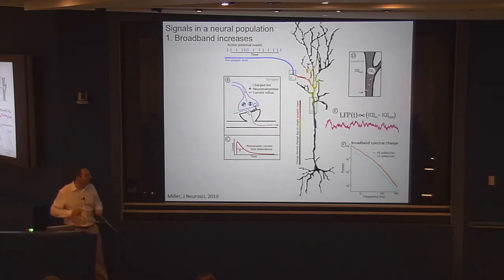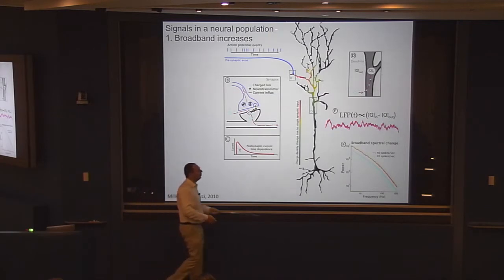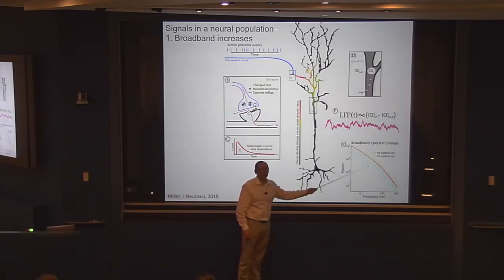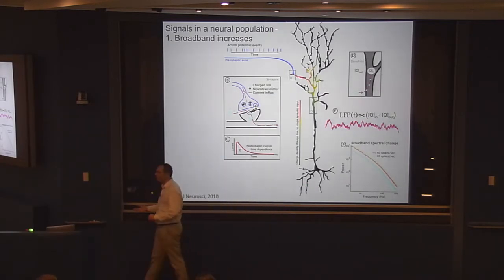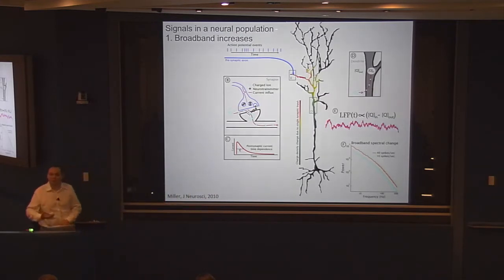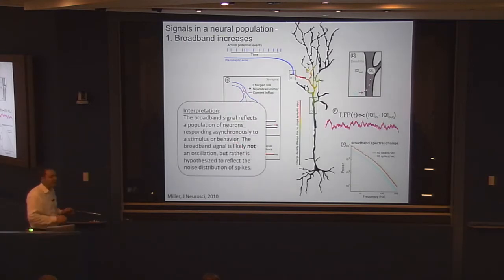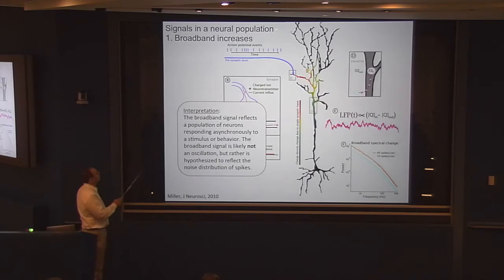Okay. And so if we then reason backwards and we say, well, when we see this kind of shift, we're going to interpret it as a change in the spike rate, that now gives us an interesting interpretation of this data, which is that this broadband spectral change may be a good correlate of a change in the local spike rate. Okay? And so the interpretation here is that the broadband signal reflects a population of neurons responding asynchronously to a stimulus or behavior. It's likely not an oscillation.